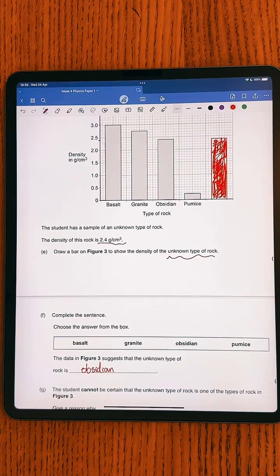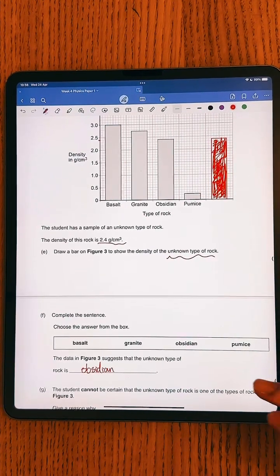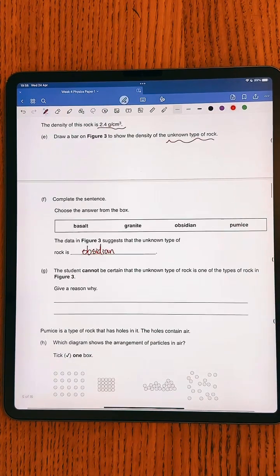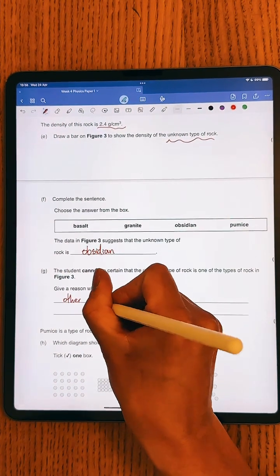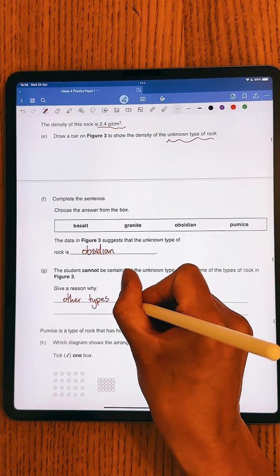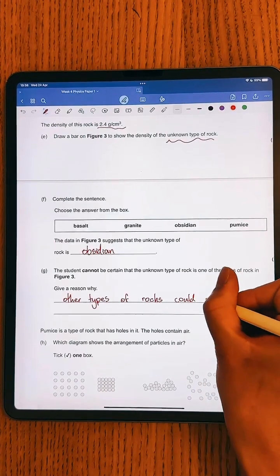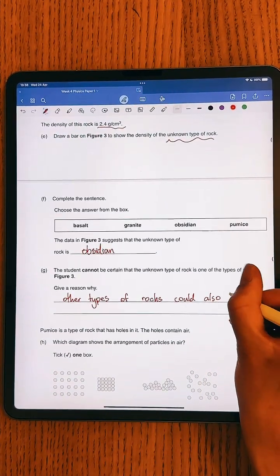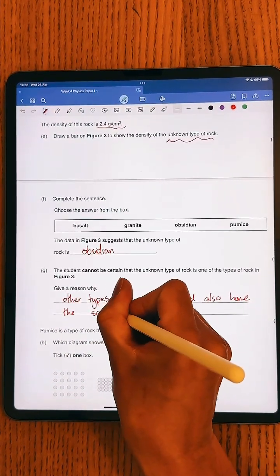Yep, because there could be other types of rocks. Here we only look at 4 types of rocks. There's so many other types of rocks around there. It could be one of those. Another type of rock could have the same density as obsidian. So it's not 100% guaranteed that this is obsidian. So you just need to say, because other types of rocks could also have the same density.